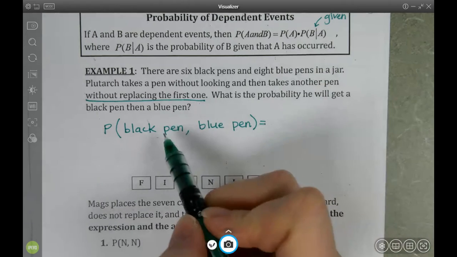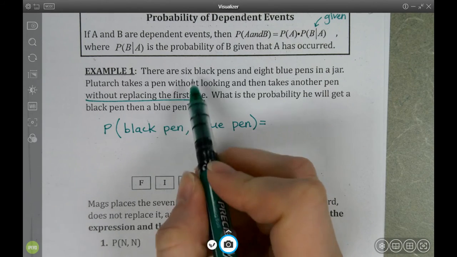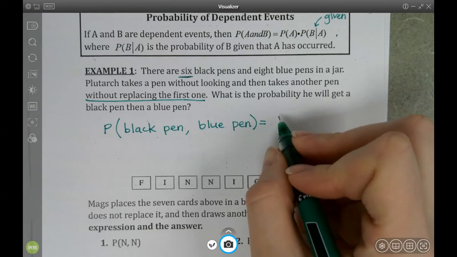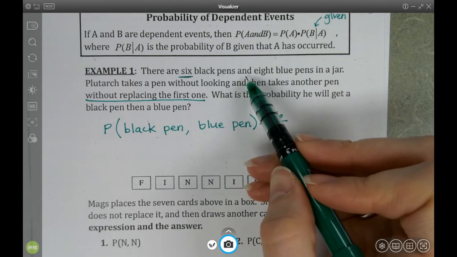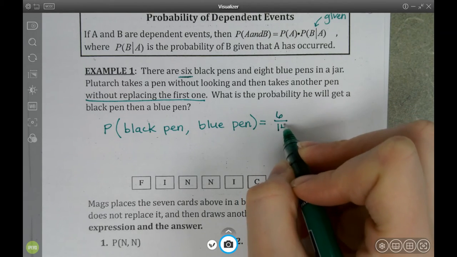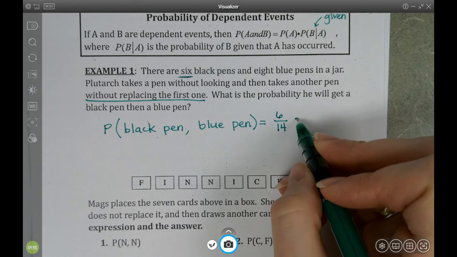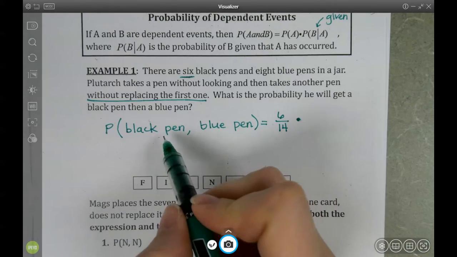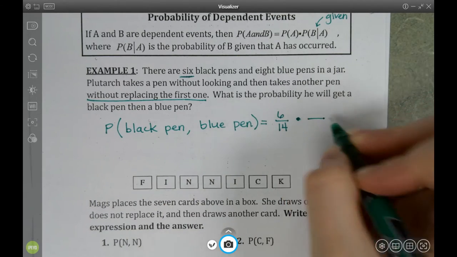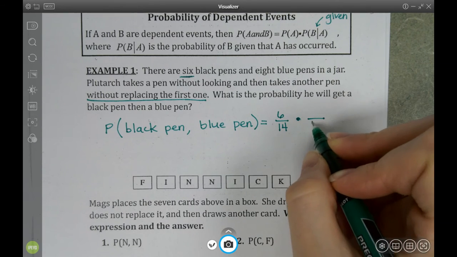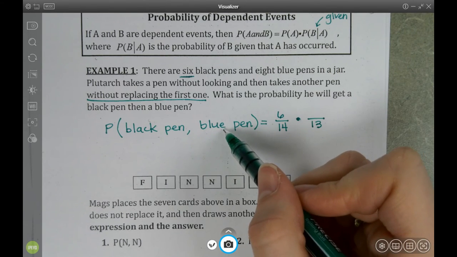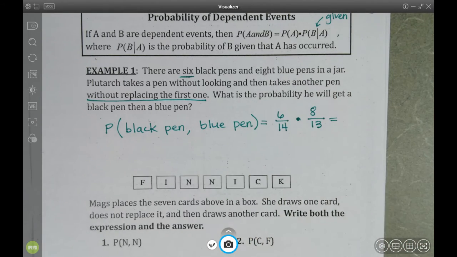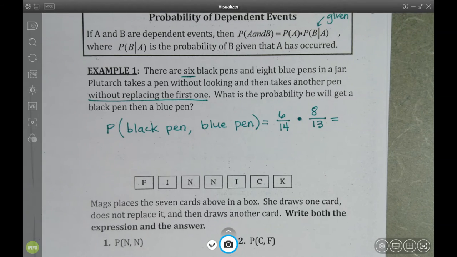Okay, well, what's the probability that the first one is black? 6 out of 14 times. If we're not putting the first one back, how many pens are left when we go to take the second one out? 13. And how many blue pens are in there? 8. So 6 out of 14 times 8 out of 13.